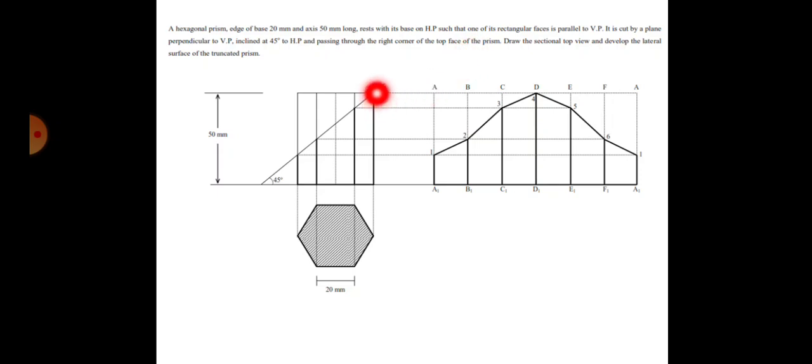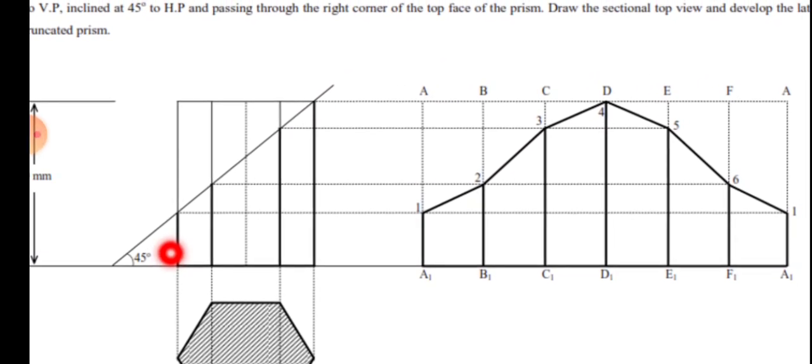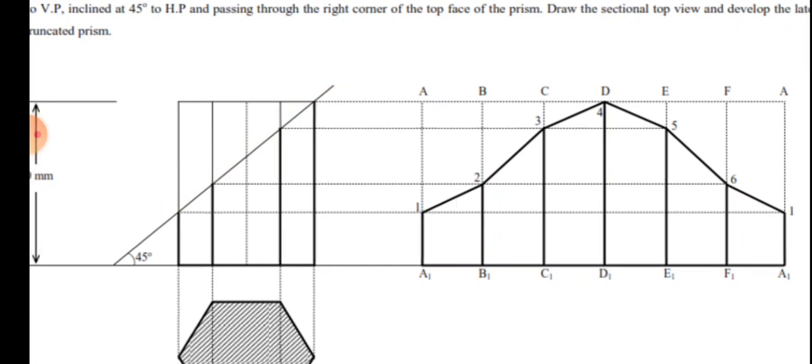So it is at an angle of 45. That means from here you have to take 45 degrees. Even though they have mentioned the 45 degrees here, you have to consider that it is passing from the top right corner. So this angle is supposed to be 45. From there you have to draw it like this. Okay, so that is done. So that is how we are doing it.